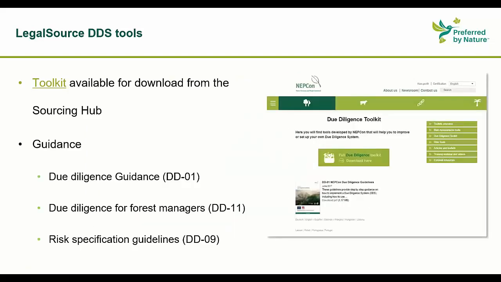This toolkit is available on the Sourcing Hub webpage. You will have the link in the presentation. Otherwise, if you have problems accessing it, let us know and we will send you the link again, okay? There are different documents. They all start with DD, for due diligence. What you can do is download them all. You can download the toolkit, and that includes the full package of different documents to implement a due diligence system.